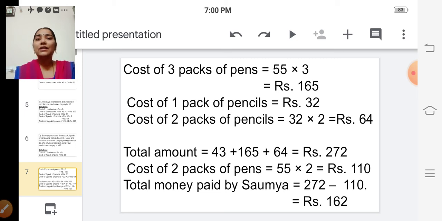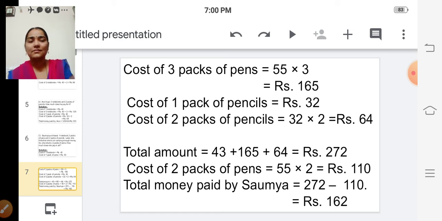And then she returns some packs of pens, isn't it? So we have to subtract the cost of that number of packs of pens from the total amount. Then we will get the answer. Is it clear? Have you all understood, children? So I hope you all understood. Shall we move on to the next problem?